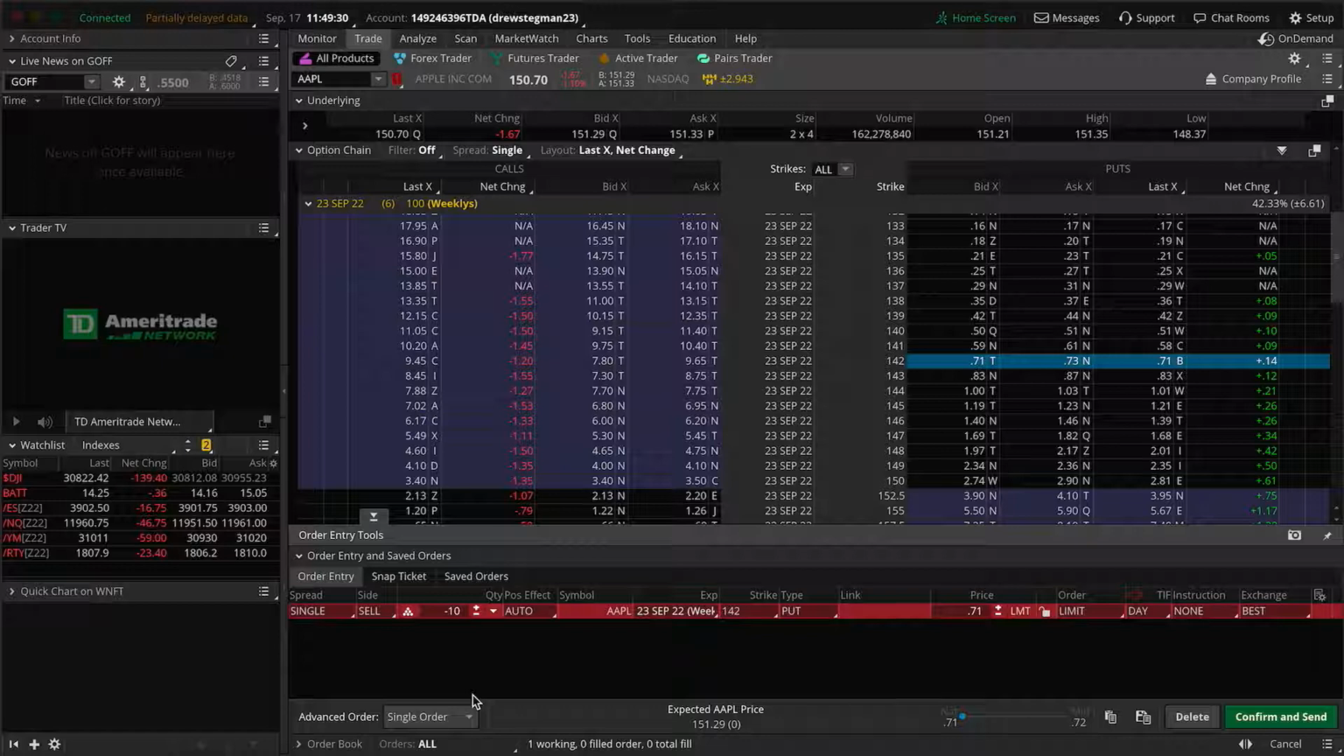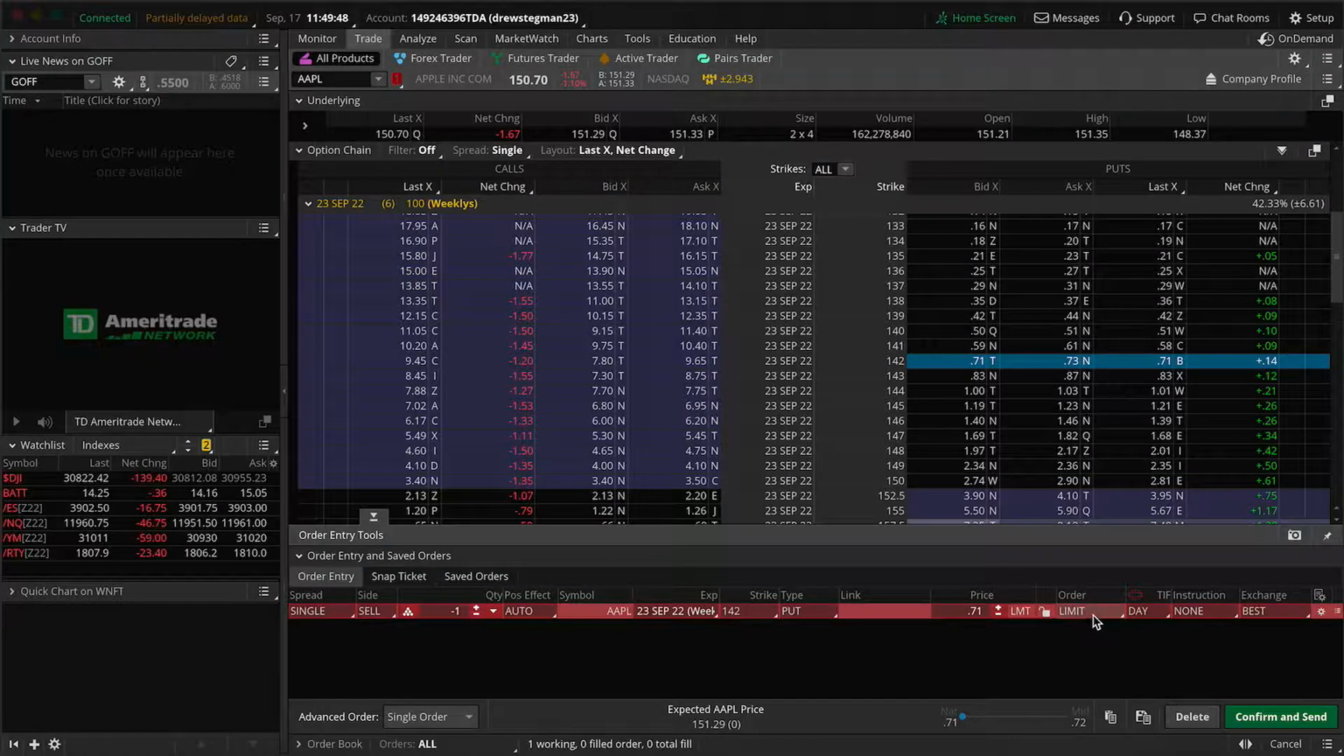A cash secured put. So we're going to go ahead and hit the bid on this. It last traded at 71 cents. We own, let's say, 100 shares of Apple. Go down and make sure you adjust the quantity here to 1. And then we're going to go ahead and look over this. We're going to get 71 cents in premium.